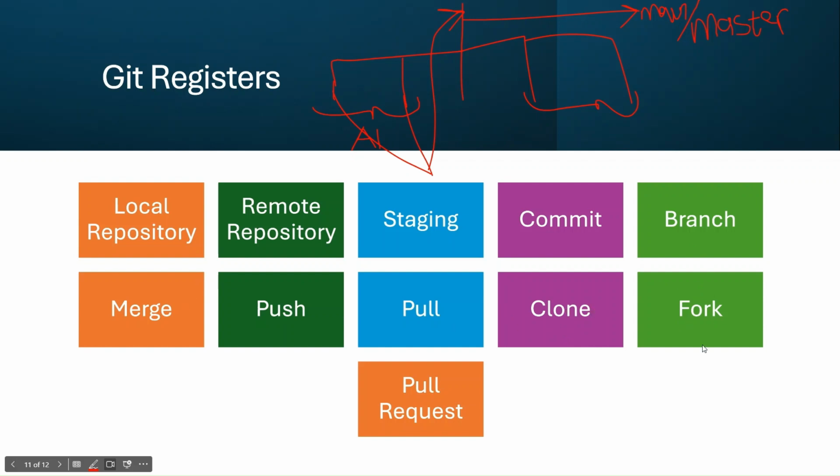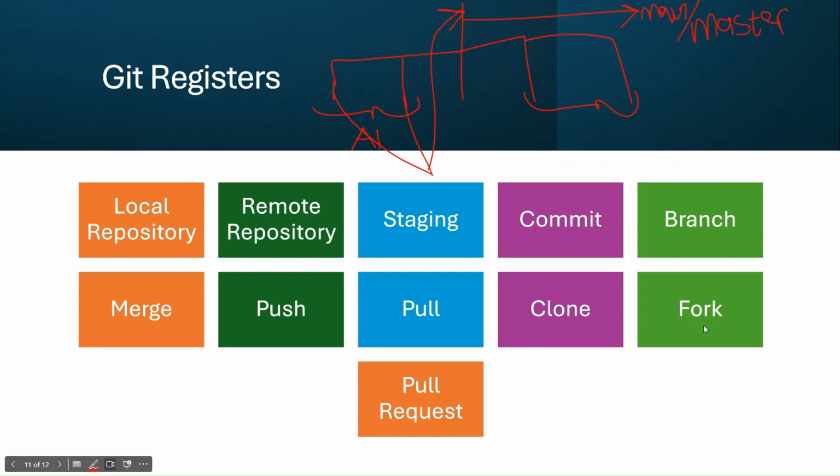Good. Fork also, right? What you're doing by fork is that you are creating a personal copy of somebody else's repository. It's often used to contribute to an open source project. Clone is different too. You might be confusing it together. Clone is just creating a copy of the repository on your laptop.